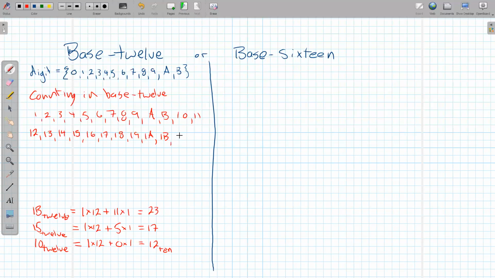How do I write 24? Anybody? 24 in base 10, sorry, is what in base 12?